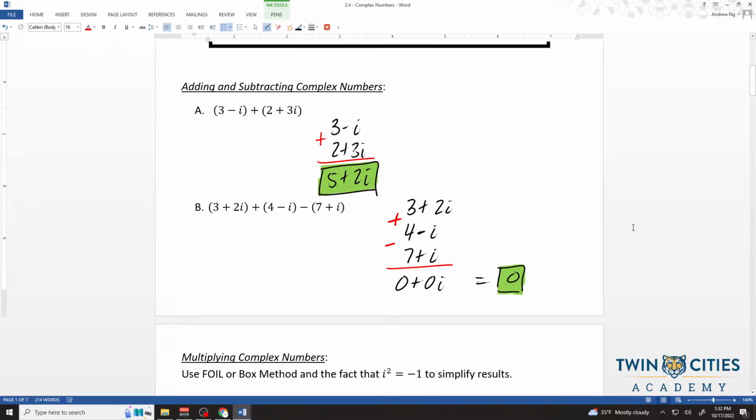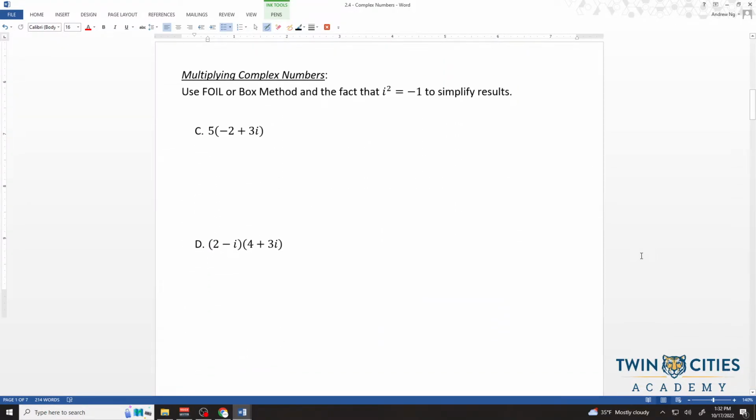What about multiplying, though? So for multiplying, I can either use the FOIL method or I can use the box method. Here I've got some distribution that's going to take place, but no matter what I do, I have to remember that i squared is equal to -1. That comes from i being the square root of -1. So if I square both sides here, like so, we'll see i squared is equal to the square root of -1 squared, but the square root and the square will undo each other, leaving just i squared is equal to -1.